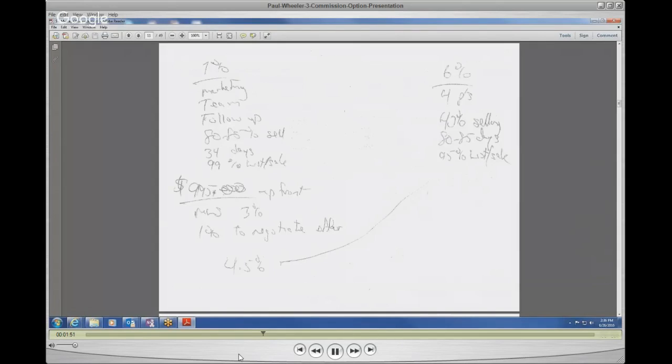So the second campaign is the 6% campaign, and it's the traditional 4 Ps. Put up a sign, put up a key box, put it in the MLS. You know what the MLS is, the multiple listing service. And then we pray, okay? And so this is the traditional marketing campaign that traditional agents do.